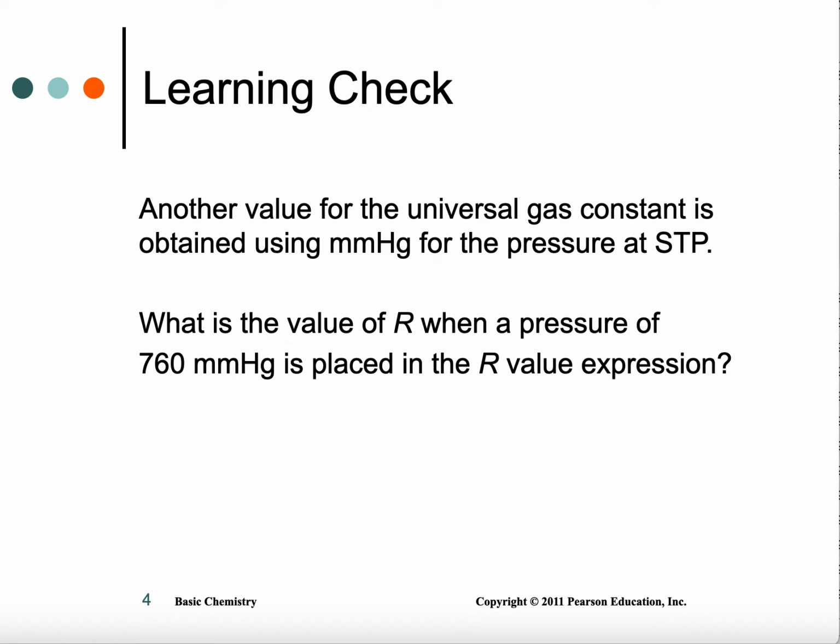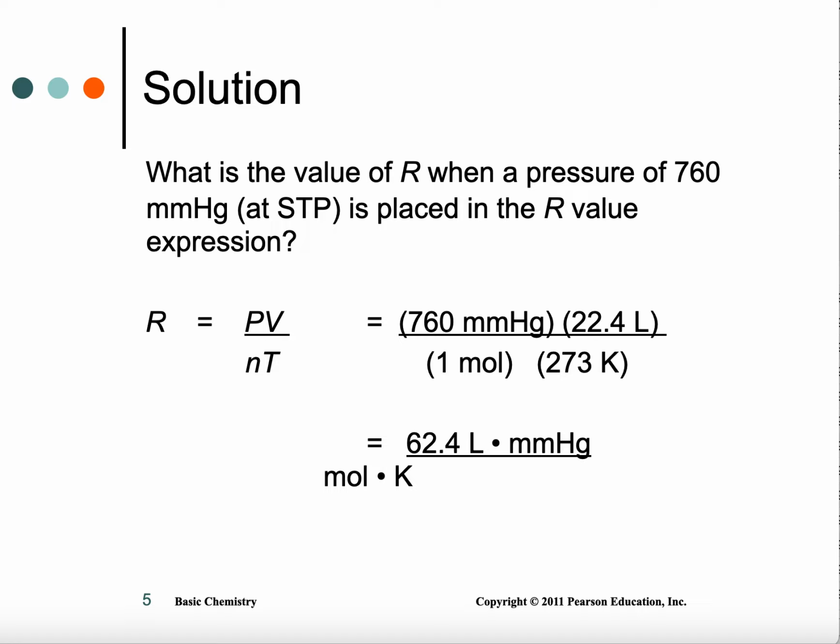This is another value for the universal gas constant. That's the R, obtained using millimeters of mercury for the pressure at STP. What is the value of R when the pressure of 760 is placed in the R expression? So if you know that it's 0 Celsius, 273 Kelvin, and that it is 1 atmosphere, which is 760 millimeters of mercury, then what does R equal? You simply take those numbers, and when you do the multiplication and division, you get a number that's R. So that's how they found it, by the way. That's what they did.